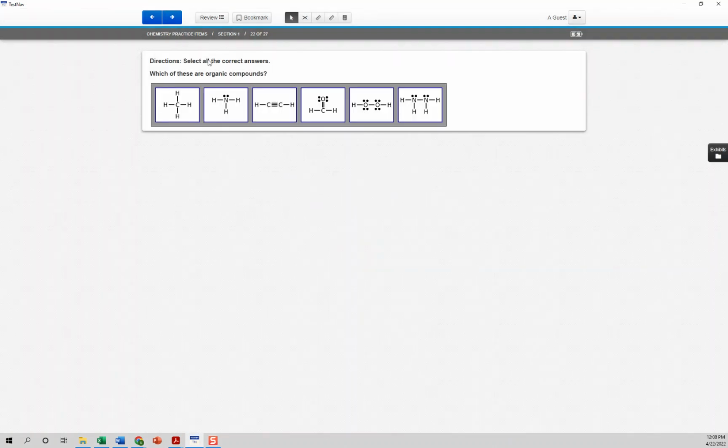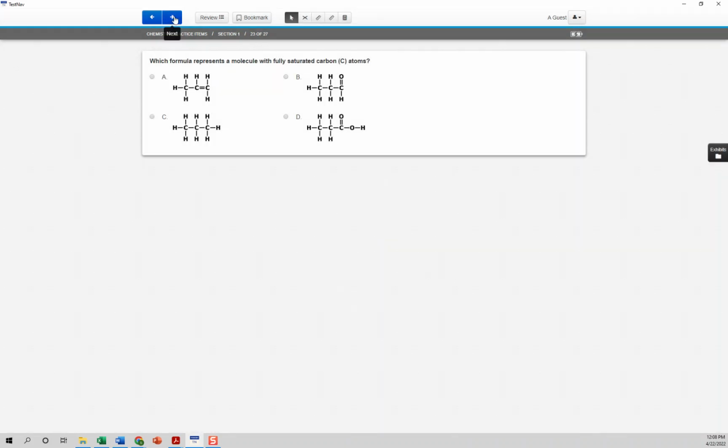All right, so organic means it has to have at least 1 carbon and 1 hydrogen. So yes, yes, and yes. The rest don't. Okay. Saturated means all the carbon bonds are single bonds, so it would have to be that one.